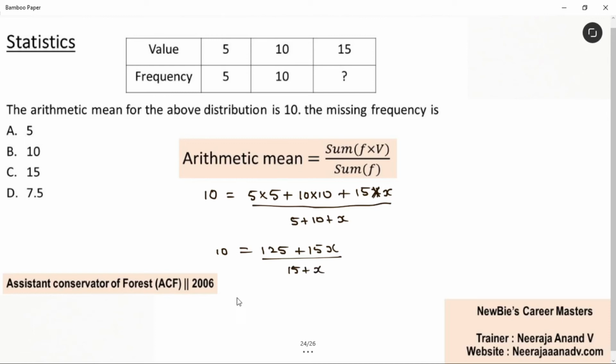Send this side. We get 150 plus 10x is equal to 125 plus 15x. Correct. Send this 10x this side and 125 this side. Okay. So we get 5x is equal to 25. Then x value will become 5. That's it. Okay. So the final answer for this question is 5. Hope you have understood this one.